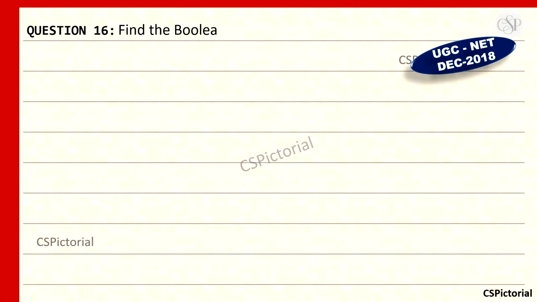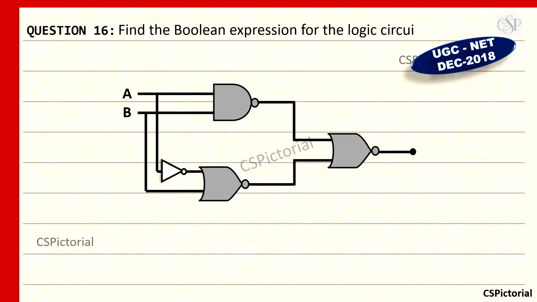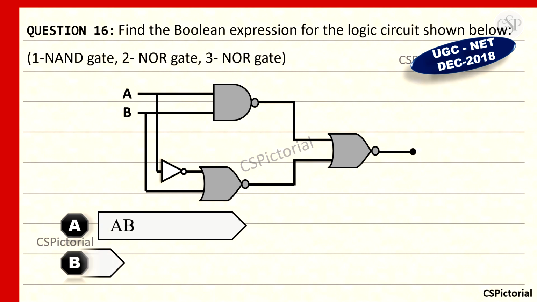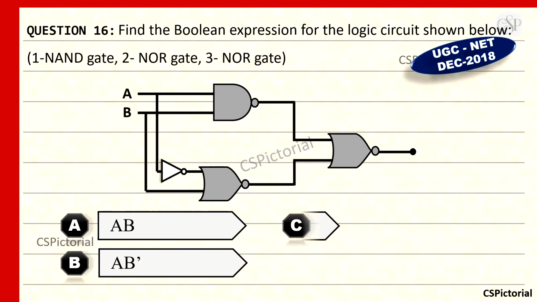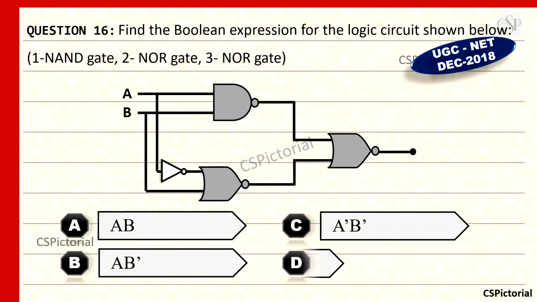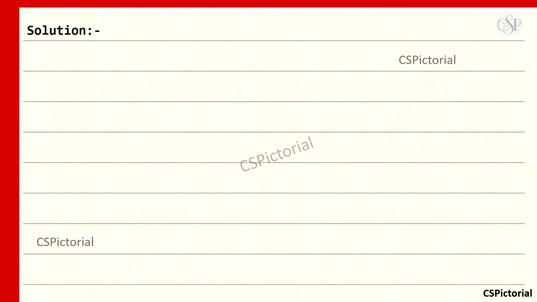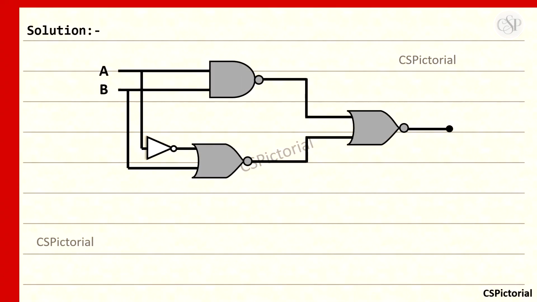Find the Boolean expression for the logic circuit shown below. It is option A, AB. Let's check out how to derive it. First, let us find the Boolean expression for the logic circuit. Then we would simplify the expression.